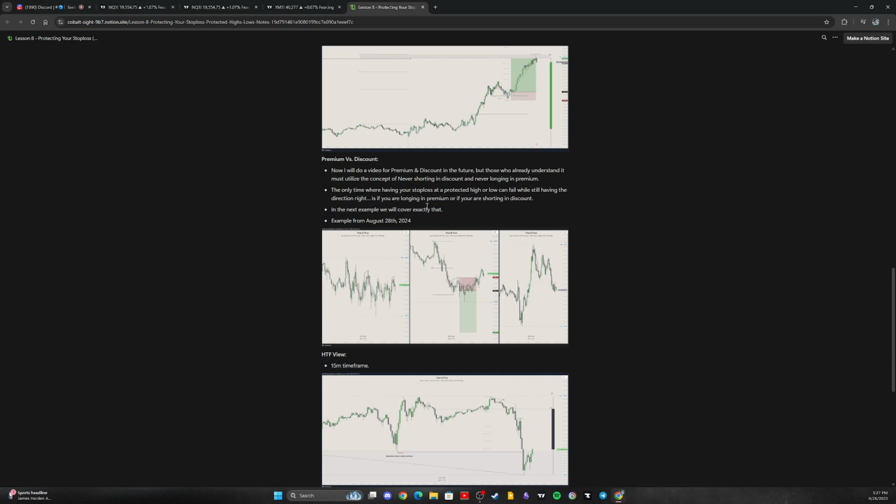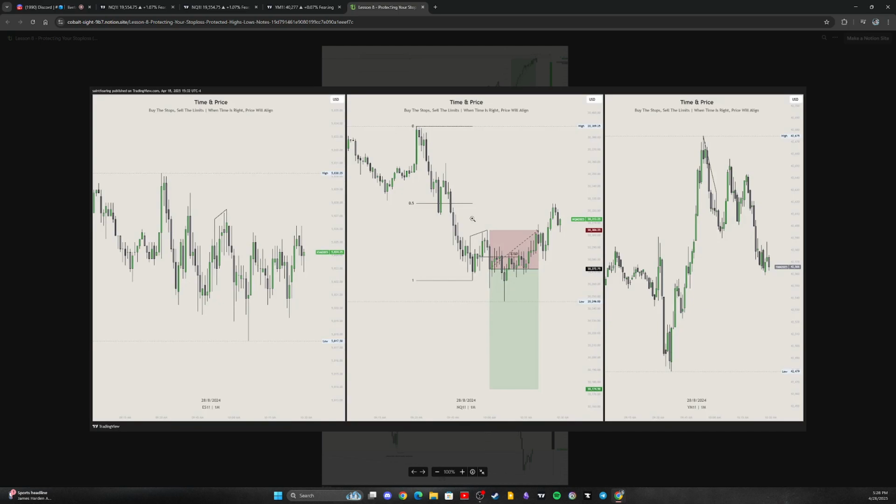So the only time where having your stop loss at a protected high or low can fail while still having the right direction is if you're longing in premium and if you're shorting in discount. Now, this is an example from August 28th, 2024. As you can see, we had all of our confirmations.